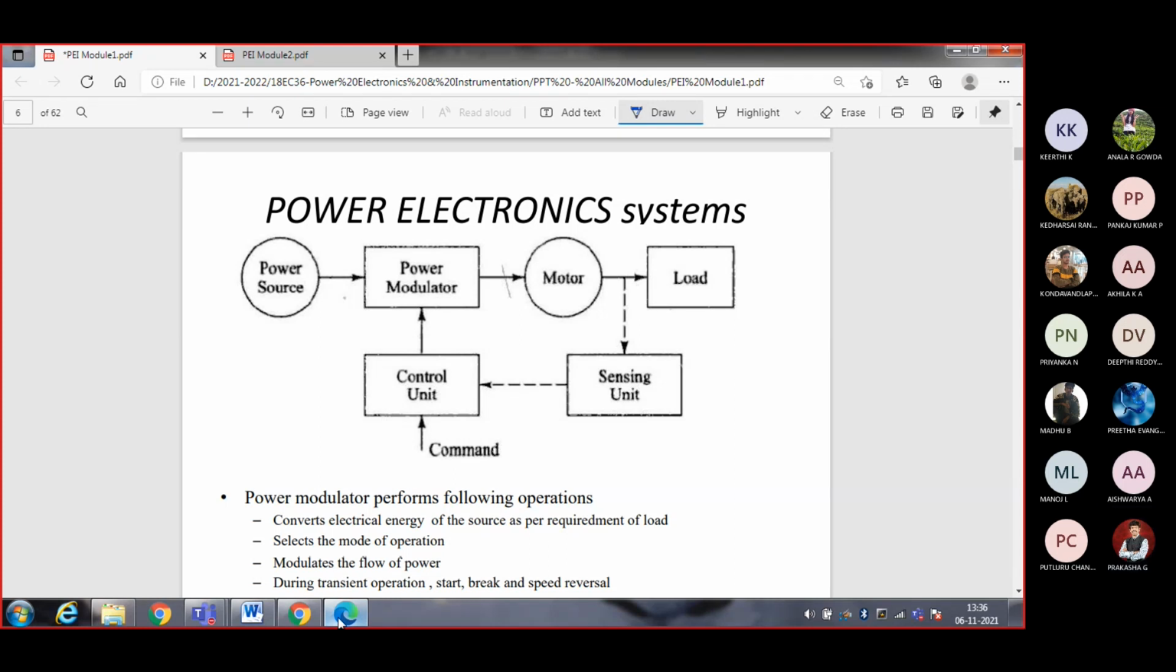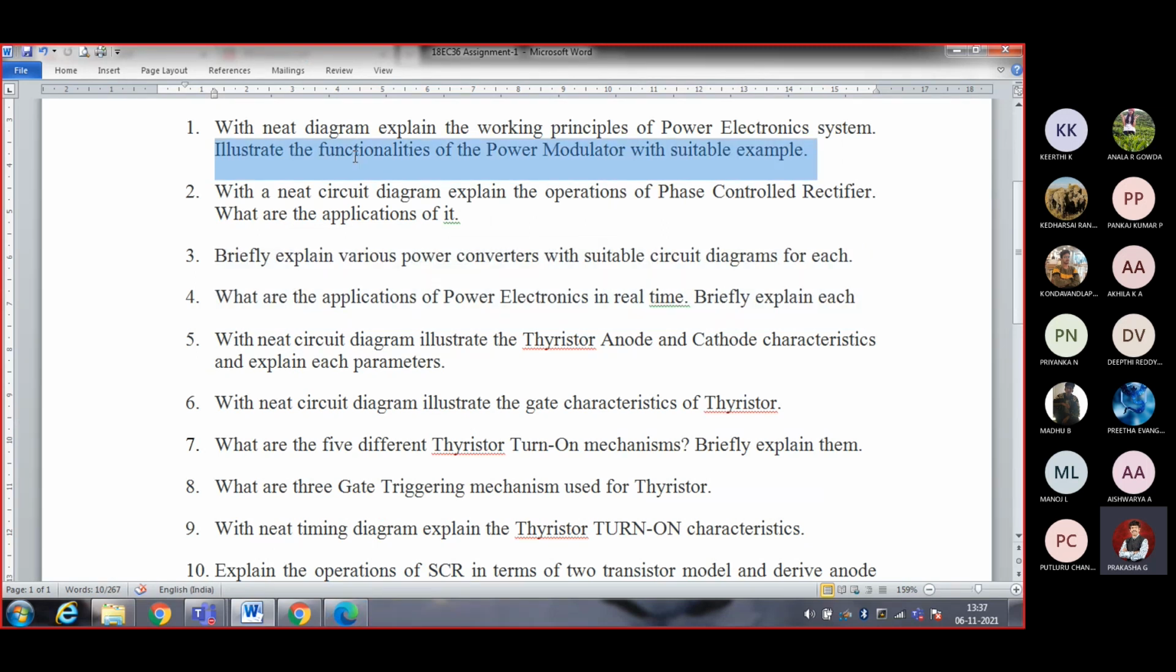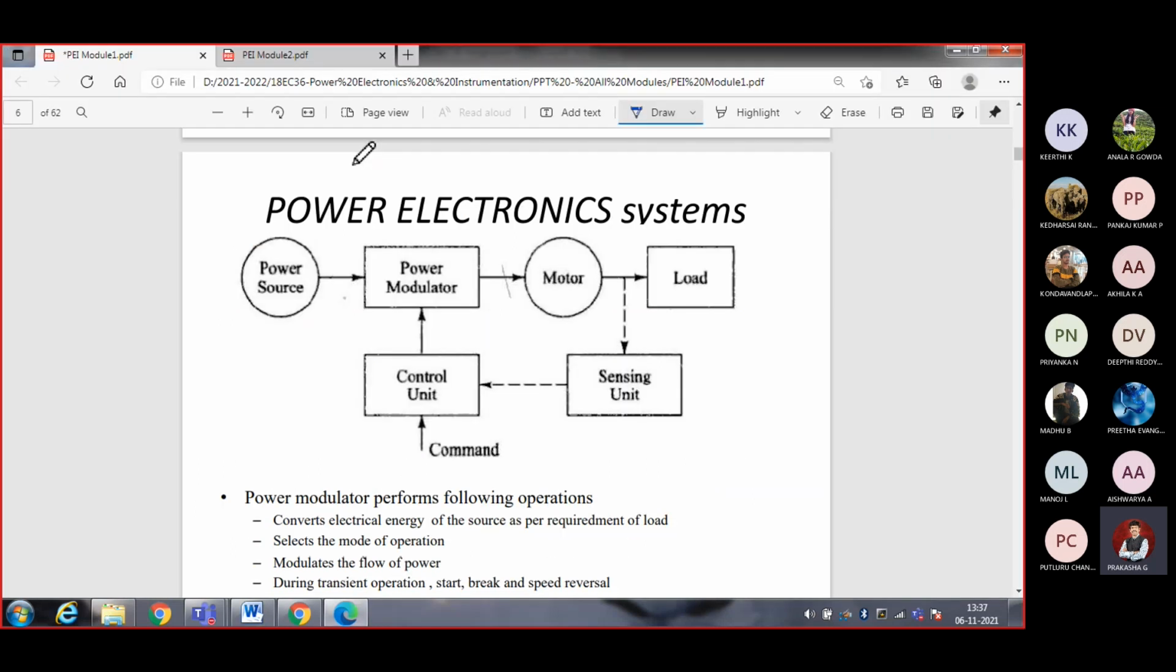If it is 4 marks, it's okay. If it is 3 marks, it's okay. If it is 10 marks, you have to explain that much elaborately. So here we need to concentrate more on the question, which says to illustrate the functionalities of the power modulator with a suitable example. This is what we have to do. Here it has been given only 3-4 statements, but you should explain them in a little more detail.